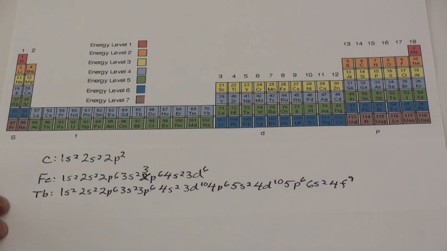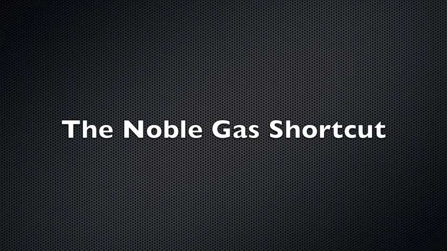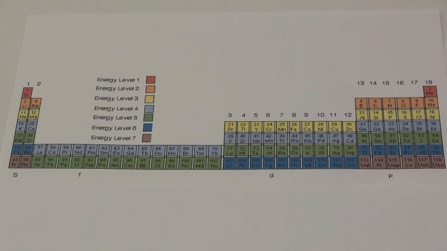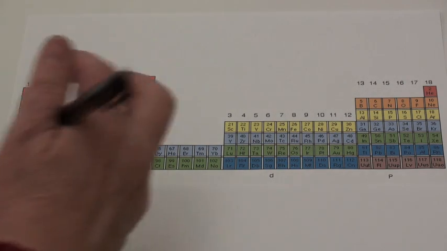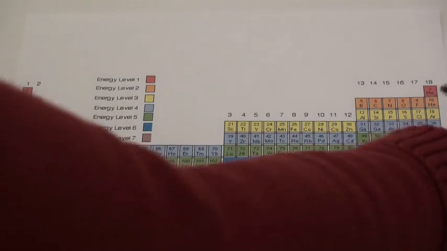So that's using the color-coded chart to figure out electron configurations. Next, we need to take a look at the noble gas shortcut. Now, I have no idea who actually invented the noble gas shortcut, but I can imagine it happening like this. Let's say you're doing a worksheet and you have to do argon. So you say, okay, argon is there.